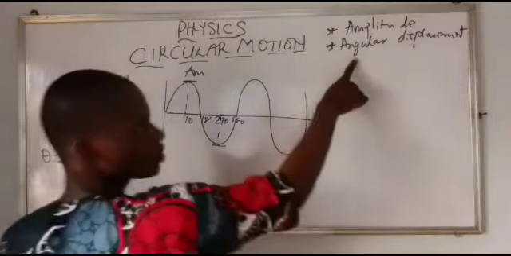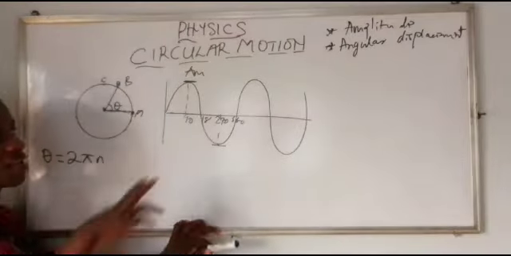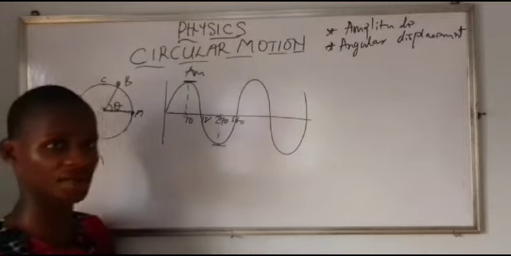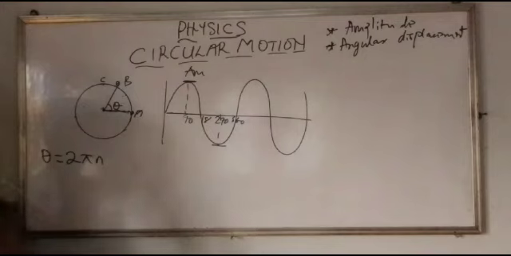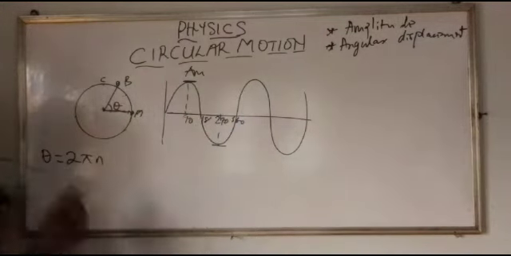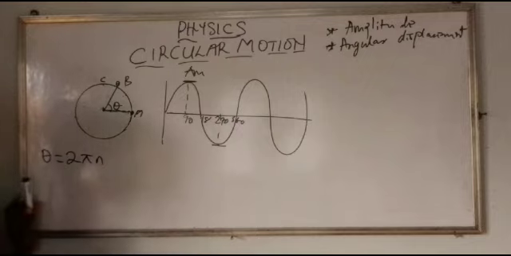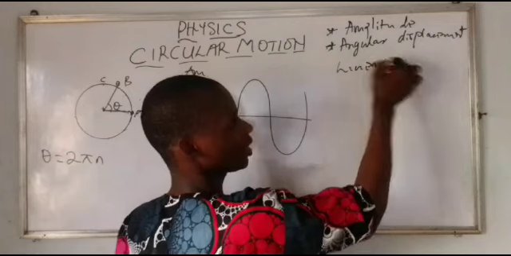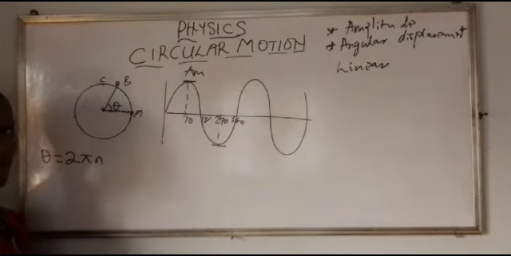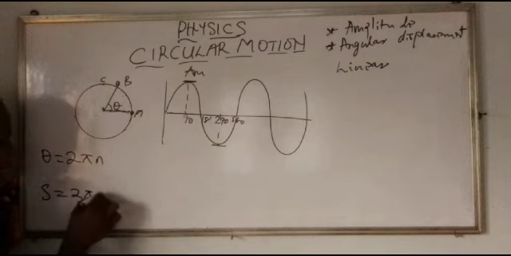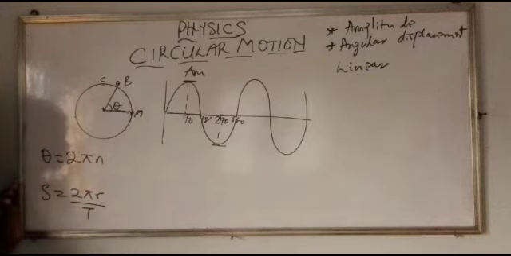Now, there are two types of displacement. We have the angular displacement and we have the linear displacement. Remember I told you that circular motion has two parameters: the angular parameters and the linear parameters, right? In the angular parameters, the first one we have is angular displacement, and it has the formula theta equals 2 pi n. The other type of displacement we can have is the linear displacement. The formula to calculate linear displacement is s equals 2 pi r over t.